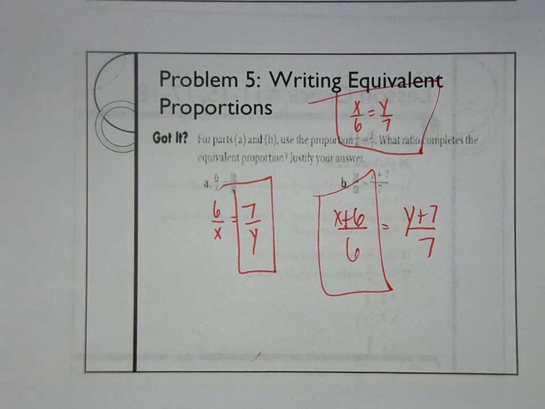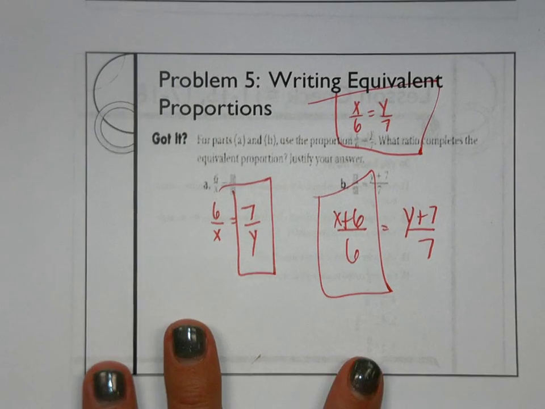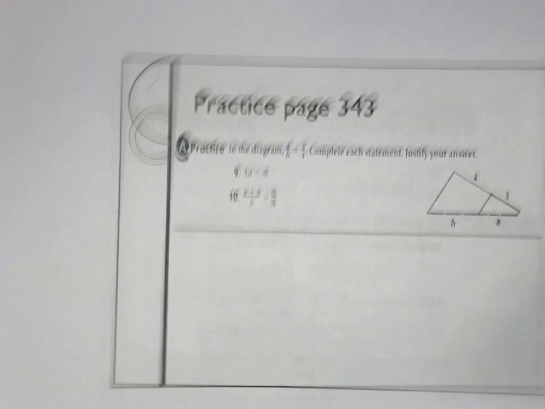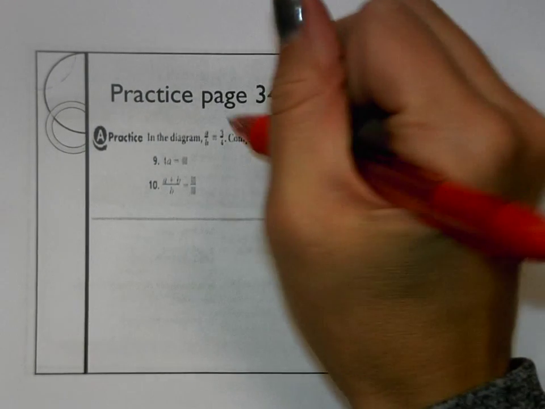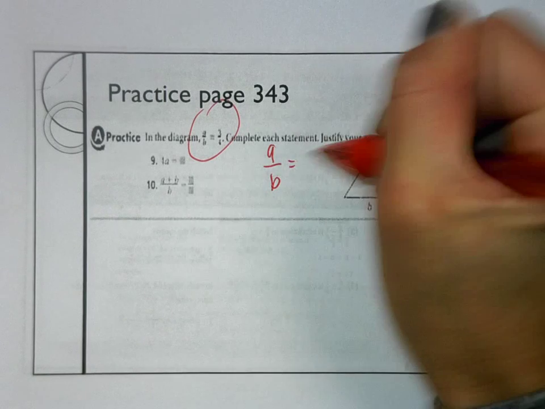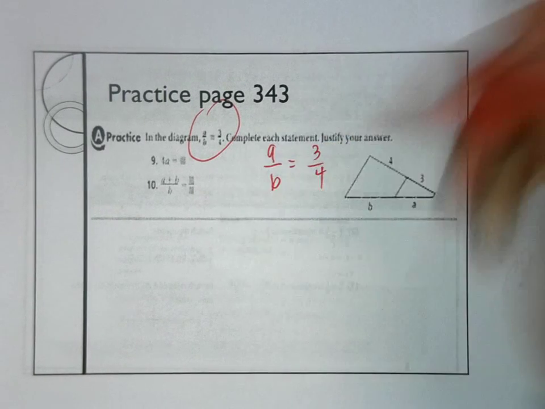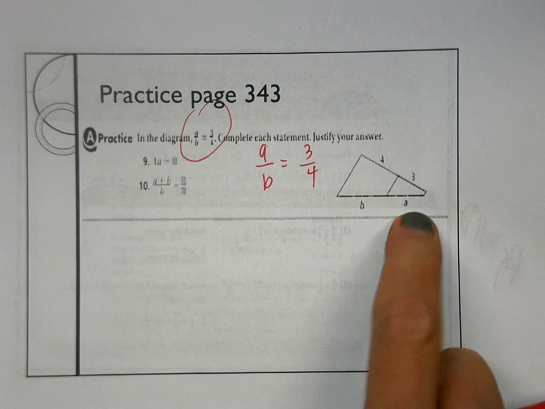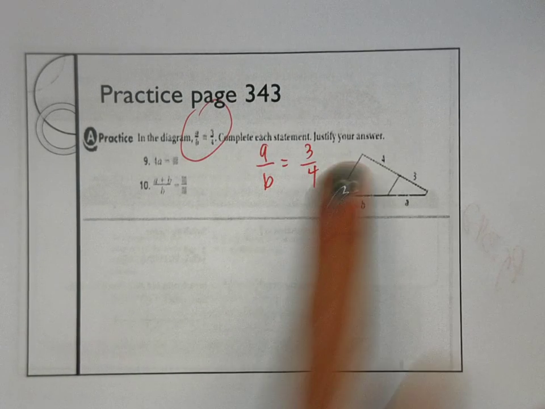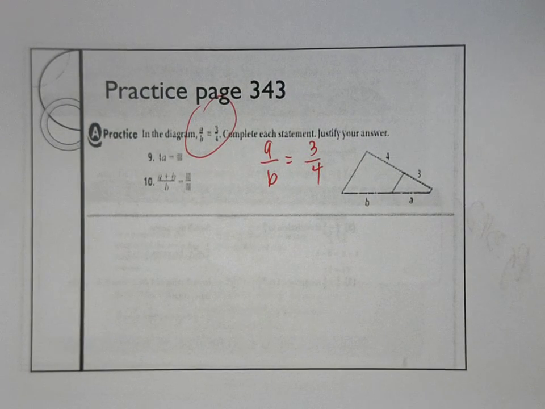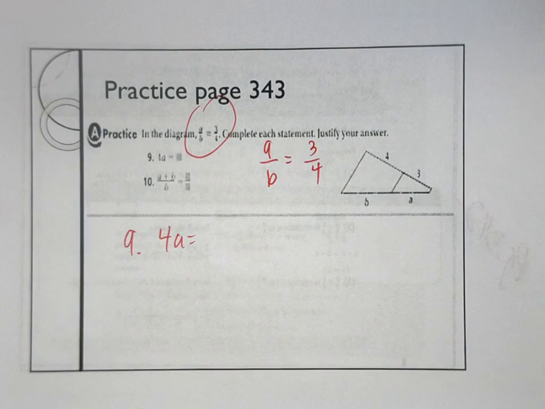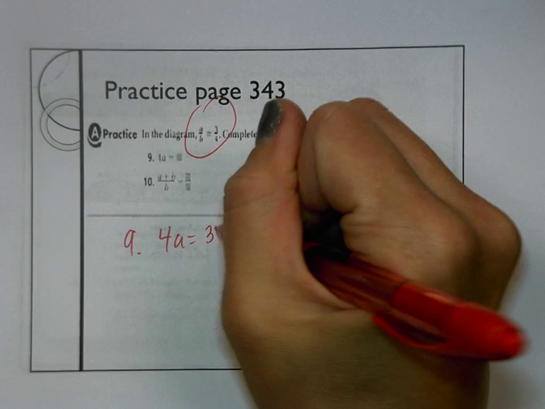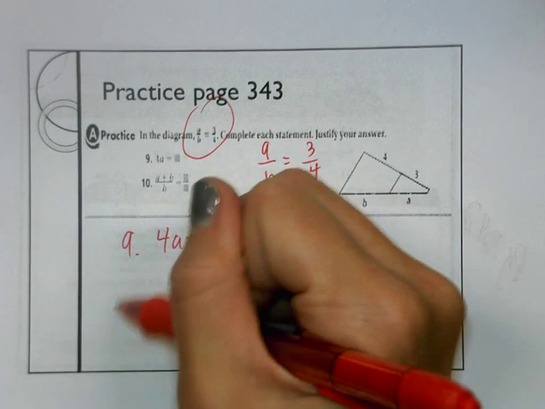On page 343, let's go to numbers 9 and 10. Okay, so if you look over here, they told us the fraction was a over b equals 3 over 4. So if you look over here, see how they have a over the b, 3 over the 4. So on 9, it says, just going to put number 9 down here, 4a equals what? 3b. Okay, try number 10.